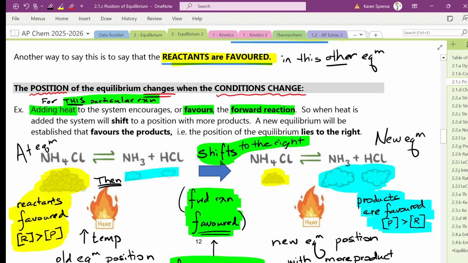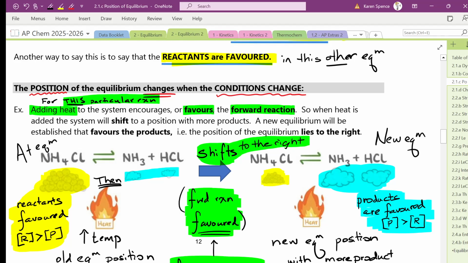So let's say we have our forward rate and our reverse rate. They're equal. Yes? Now, they both get bigger. But the forward rate got more bigger. And the reverse rate got bigger, but not by as much. Okay? We will talk more about this later. There's a whole section on it. So if that just went over your head, that's okay.